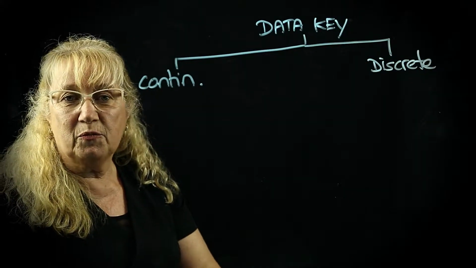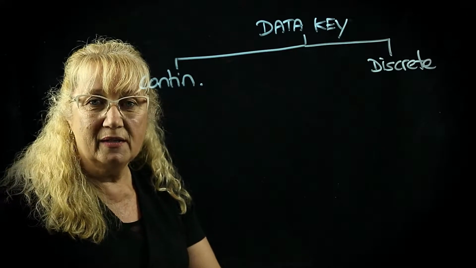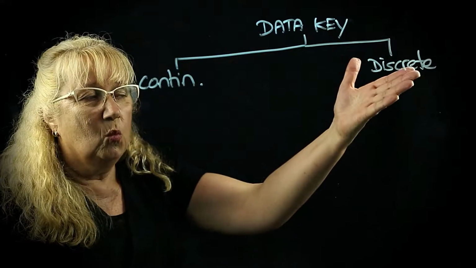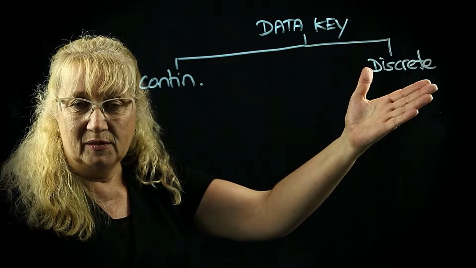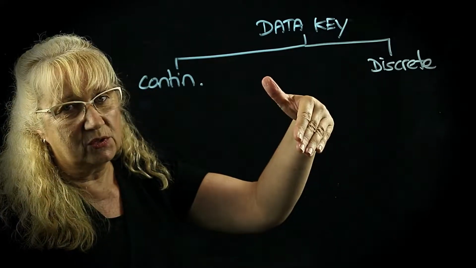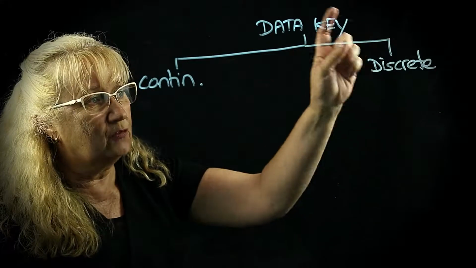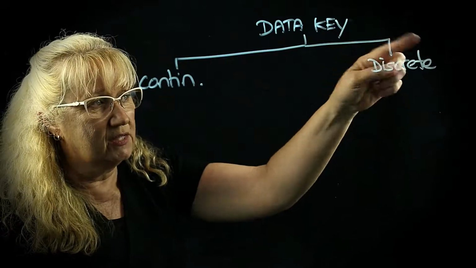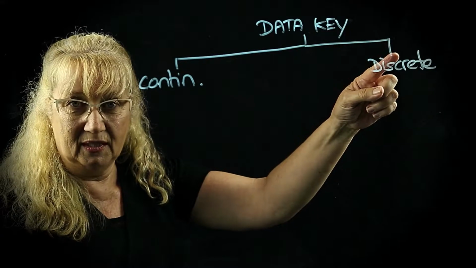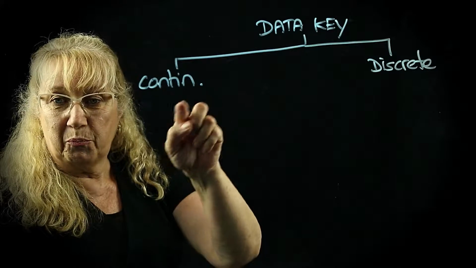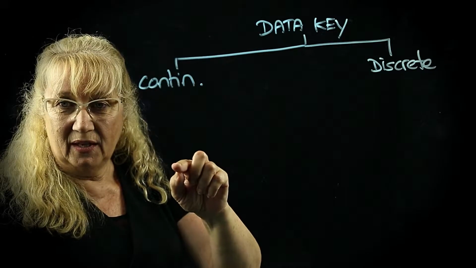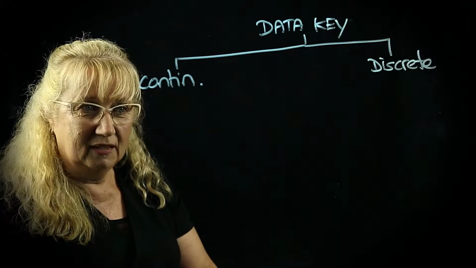Now, some of my students have got confused in the past because they say one of the data items is discrete and the other is continuous. Doesn't matter. If one of them is discrete, it goes under this side of the data key. If they are both continuous, you're going to go down this side of the data key.